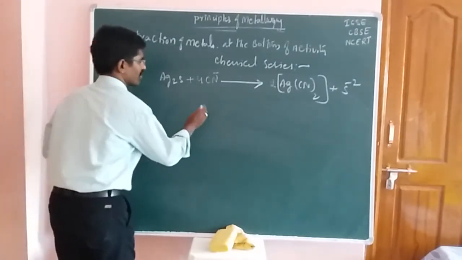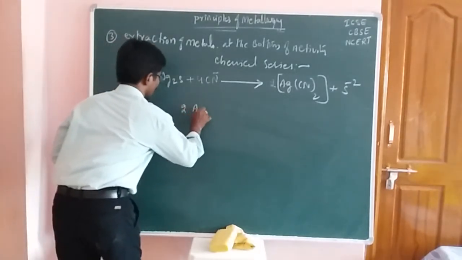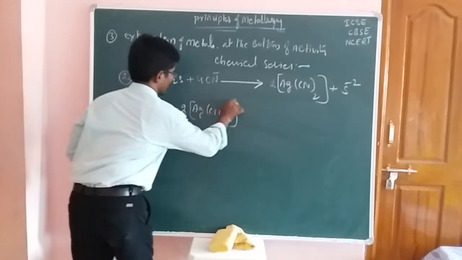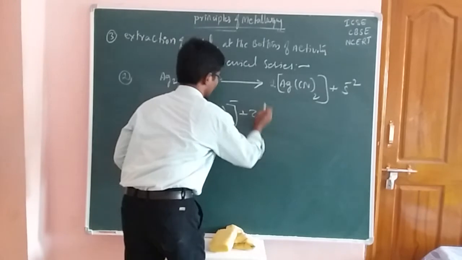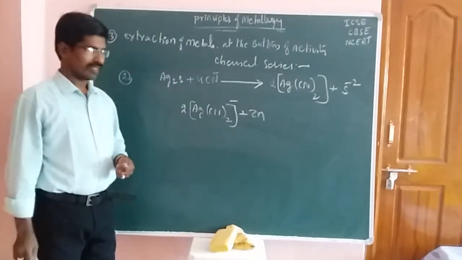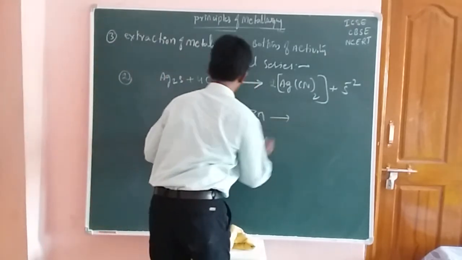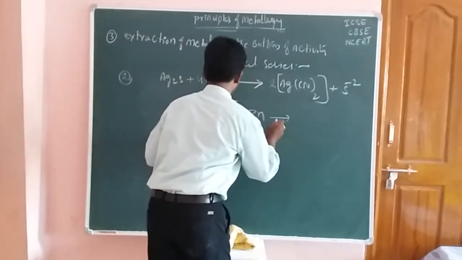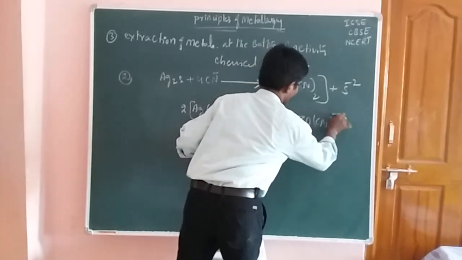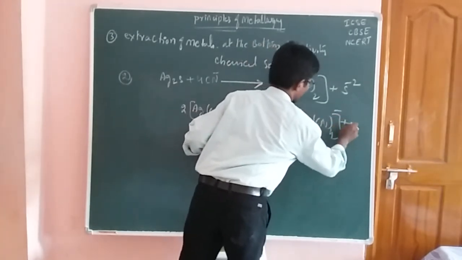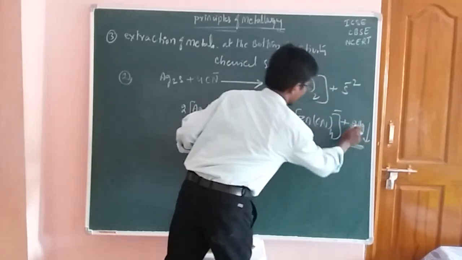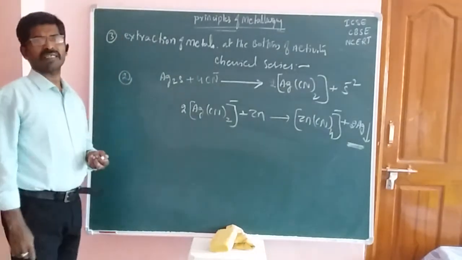And next you have to take 2 moles of Ag(CN)2 minus, displaced by the zinc element. Friends, I hope you followed. Now the zinc element. Next you are getting Zn(CN)4 2 minus and 2 moles of Ag. So you have prepared the silver metal in that case.